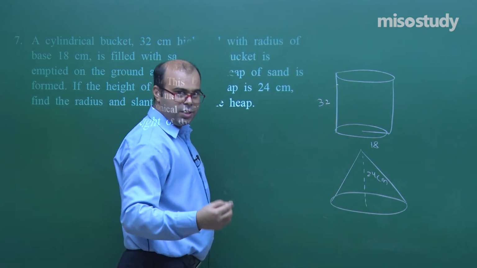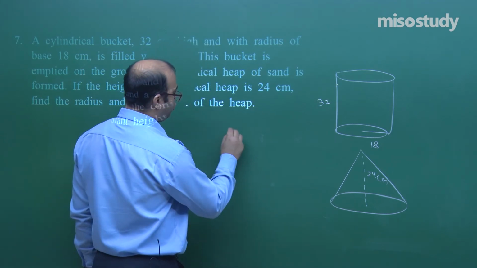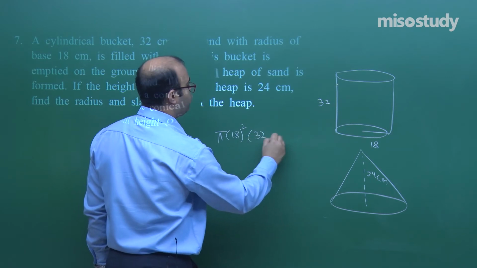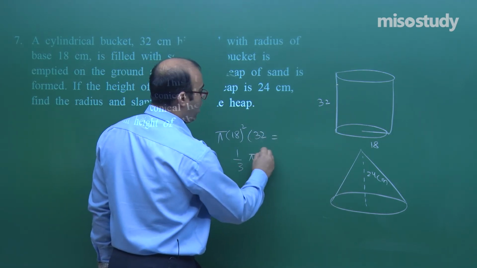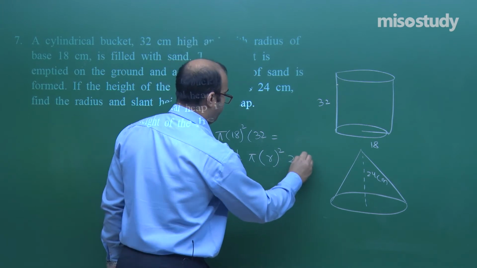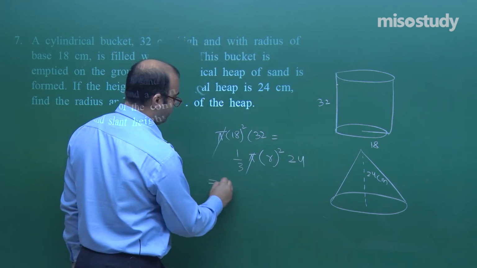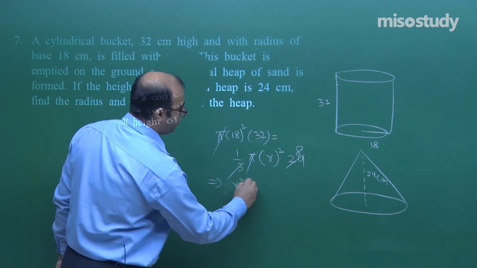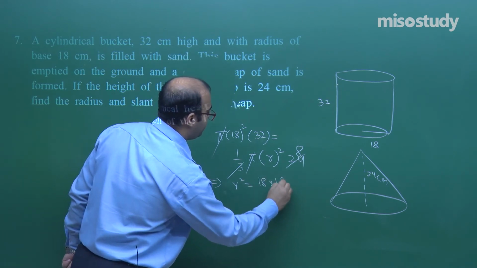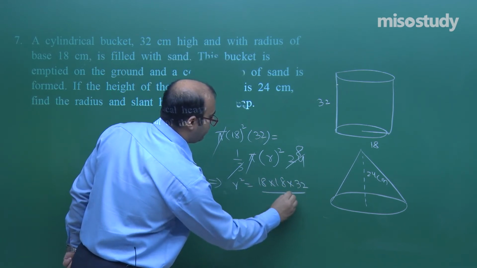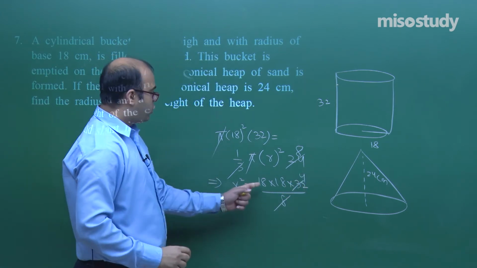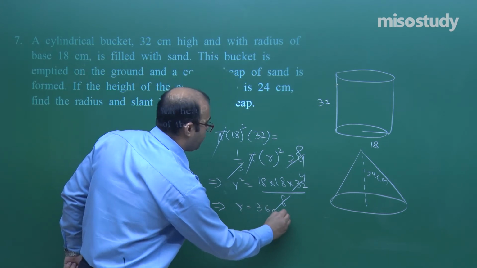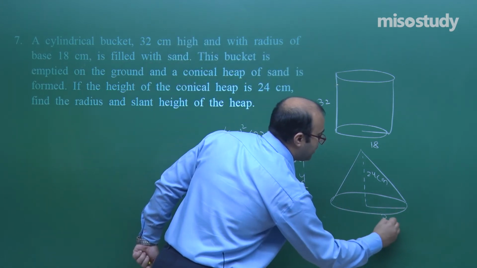So volume has to be same, same sand is here, same sand comes here. So volume here is pi r square into h. This is equal to volume of the cone, 1 by 3 pi r square, r we don't know, h is 24. So here pi will cancel of course, and 3 8s are 24. So this is r square is equal to 18 into 32 upon 8. Now 8 4s are 32. So square root when we will take, we will get 18 and 2. So radius is 36 centimeter. So the radius which we get as answer is 36 centimeter.